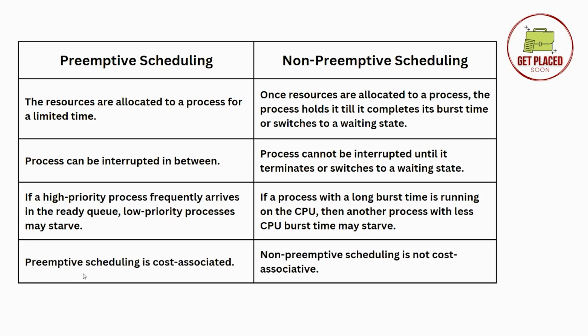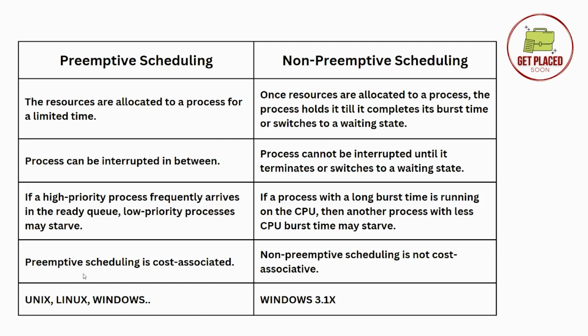Moving ahead, preemptive scheduling is cost associated. In non-preemptive scheduling, it is not cost associated. Moving ahead, here are just a few examples of preemptive and non-preemptive scheduling. Unix, Linux, almost all types of Windows come under preemptive scheduling. In non-preemptive scheduling, we have an example of Windows 3.1x. So we have understood the scheduling types and the differences between them.